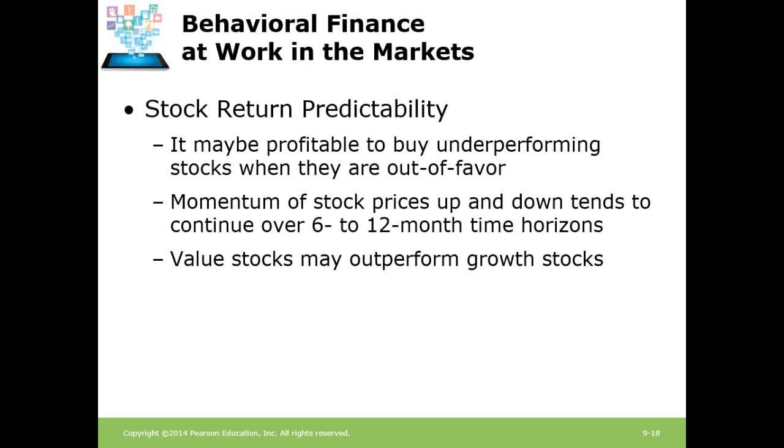Hopefully you can get in right at the bottom before they turn, and that's really difficult. Momentum stocks, prices go up and down. They tend to be in trends and continue for periods of time. Buying stocks that have upward momentum generally continue that upward momentum for a specific period of time. So the only risk of buying those momentum stocks is getting them at the peak, and then they go down.